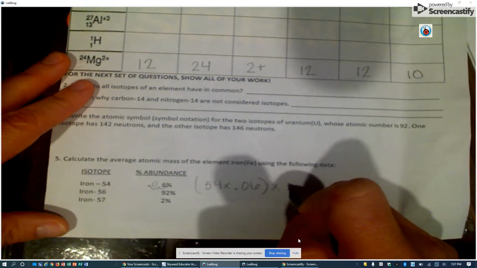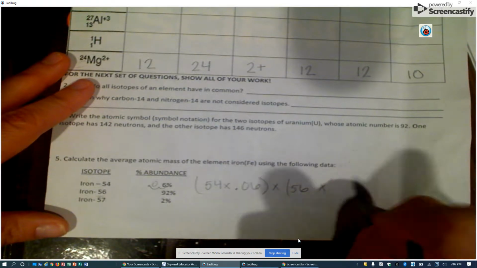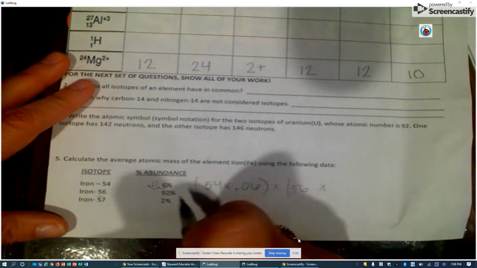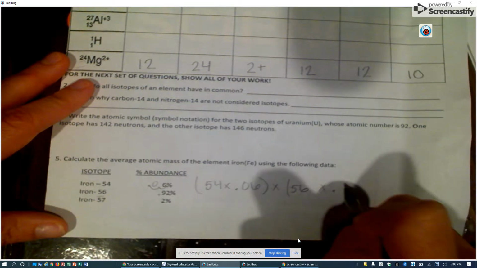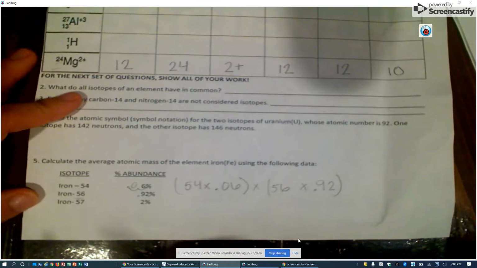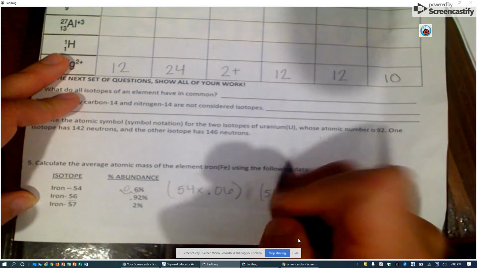So we take 54 and we multiply it by 0.06. Then we're going to do the same thing to the 92. So we take 56 times, remember, move the decimal 2 places to the left, 1, 2, 0.92. All right, well then let's look over here at the last one. Oh, and we're not timesing this. We're actually adding. So we would add those numbers after we do that.